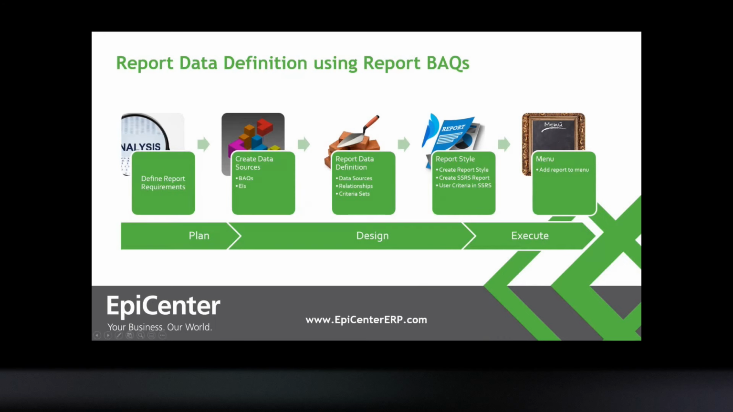So you can define report requirements, and you will create your data sources and they can be BAQs or EIs, EIs being electronic interfaces. You create your report data definition by defining those data sources. You can create relationships between those data sources, but you don't have to if you don't need to. And then you also create a criteria set. That criteria set takes those parameters from your BAQ and maps it to the report.